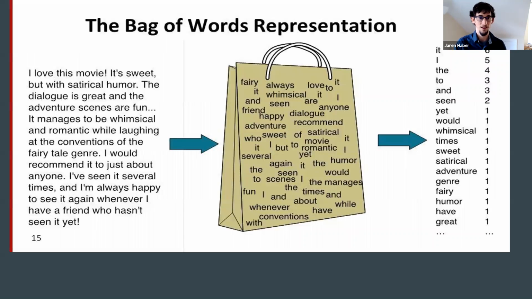All right, yes, and for modeling, often we're using something we call the bag of words representation. So here you've got just a toy example, a movie review. It manages to be whimsical and romantic while laughing at the conventions of the fairy tale genre. Lord, what are they talking about? I don't know. You think of taking all those words, all those tokens, if you will, you put them in a bag, and you just shake the bag up and mix it up so that word order is annihilated. What you end up with is just a lot of information about token counts, word frequencies. The word it might occur 6 times, the word sweet might occur once.